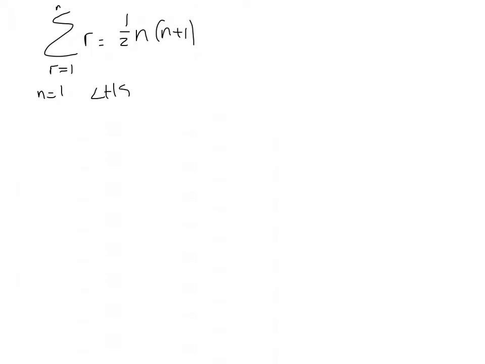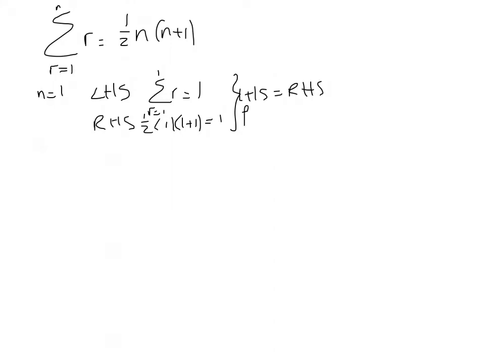Well, on the left hand side we have the sum from r equals 1 to 1 of r, which is 1. And on the right hand side we have a half times 1 times (1 + 1), which is also 1. So the left hand side is equal to the right hand side, which means that the formula is true for n equals 1.